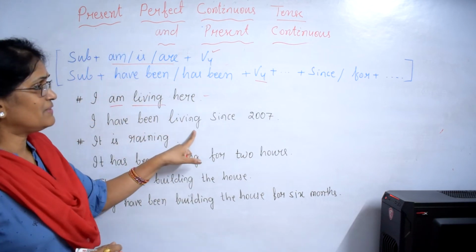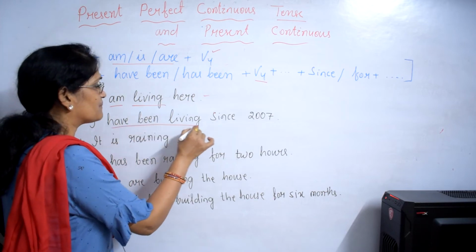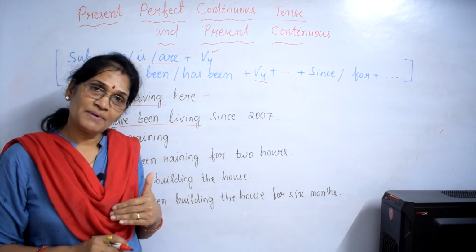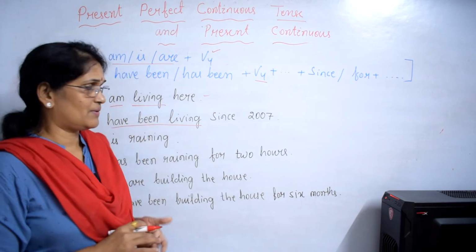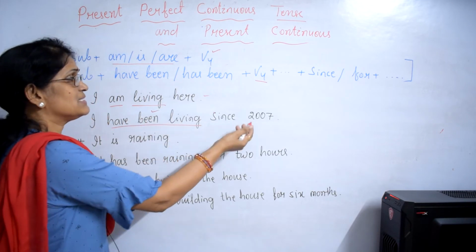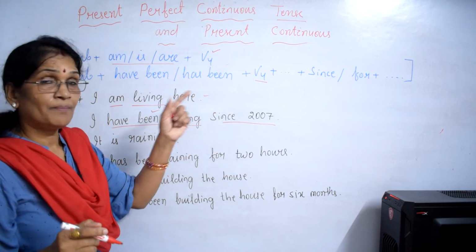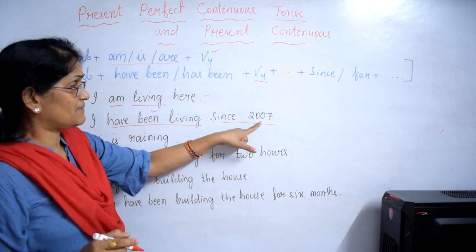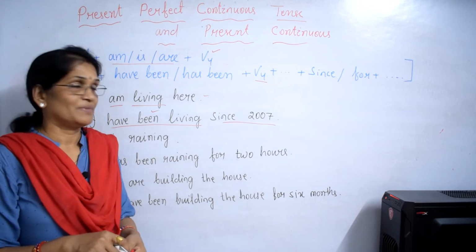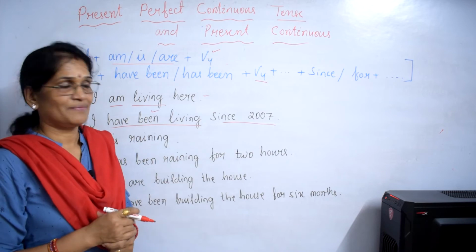I have been living here since 2007. Here, have been living means something started in the past and is continuing still now. There you use have been living. I have been living here since 2007. It shows one time, it shows point of time, 2007. That means from 2007 I am living here. There we use I have been living here since 2007.